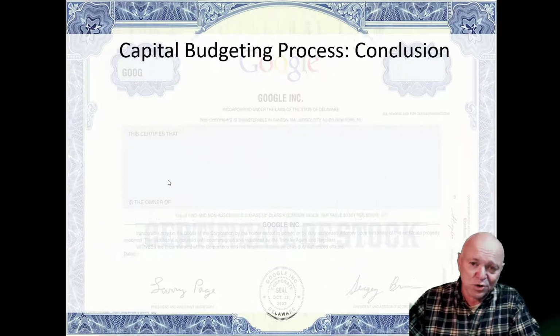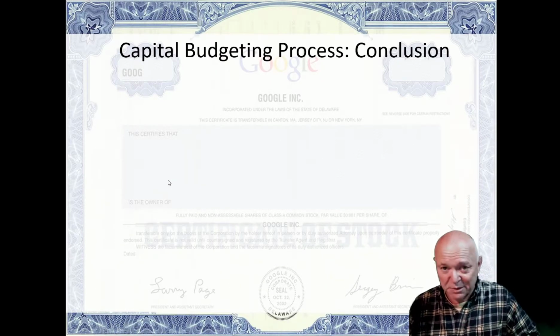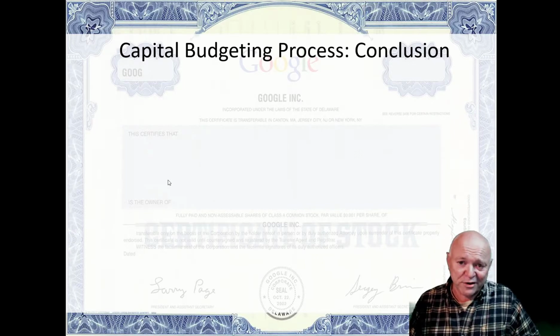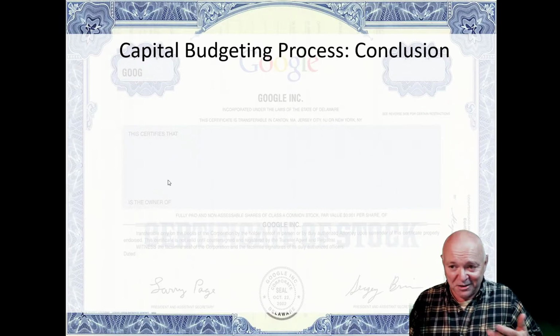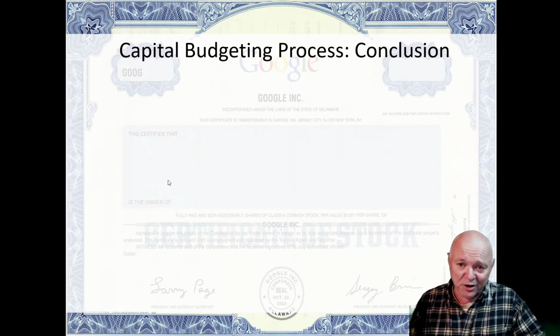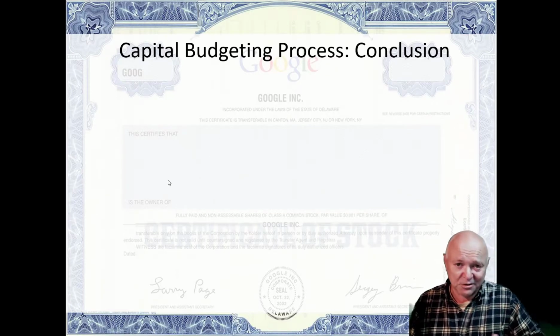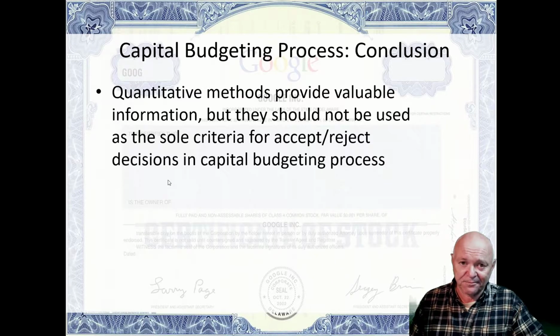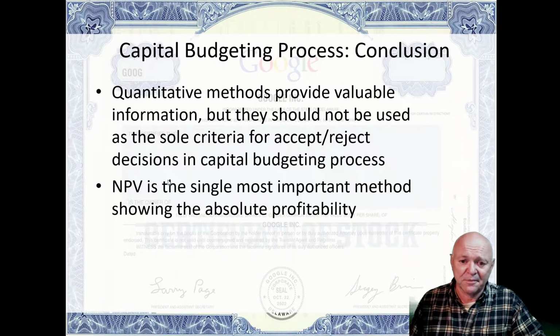So in conclusion, after having looked at NPV, we've looked at the internal rate of return, the modified internal rate of return, the profitability index, the payback period, the discounted payback period. After looking at all of these methods, these are some of the things that we know. Our quantitative methods provide us with lots of information, but they can't be used for a simple accept-reject decision in our capital budgeting process. Qualitative factors have to be considered as well.